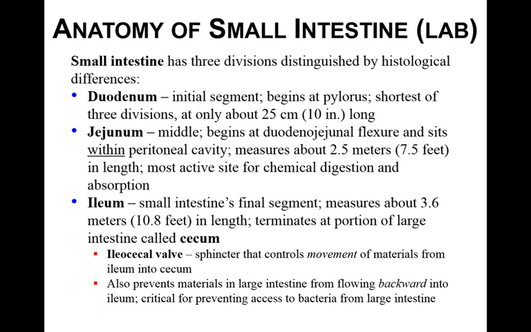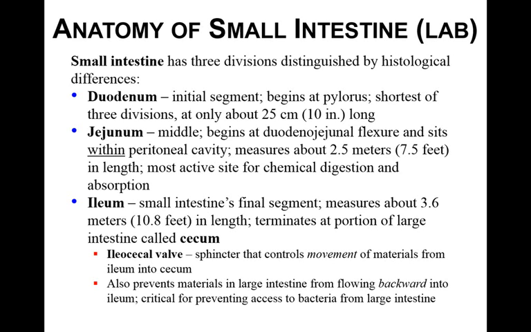So there's 3 different divisions. The duodenum, which is the very beginning part, meets at the pylorus. The jejunum, which is the middle part, is the most active place for chemical digestion and absorption. And then the ileum, the final segment, meets the cecum, which is the first part of the large intestine. There is a valve.